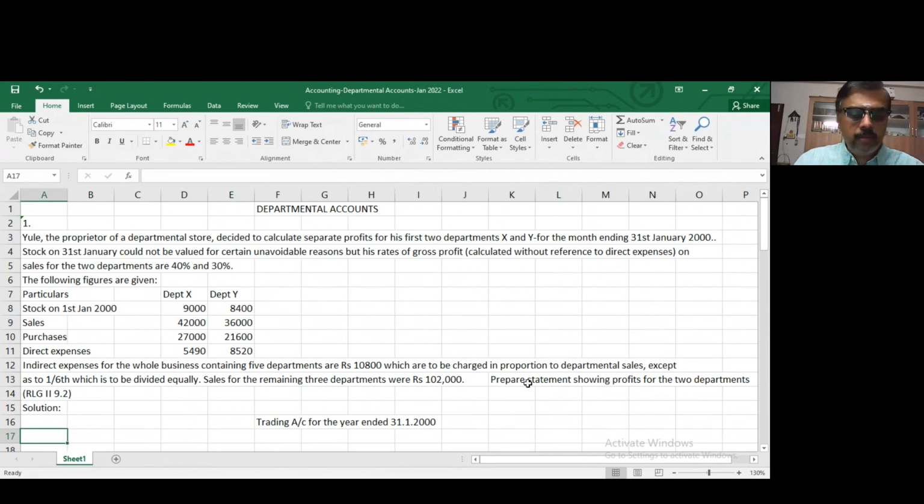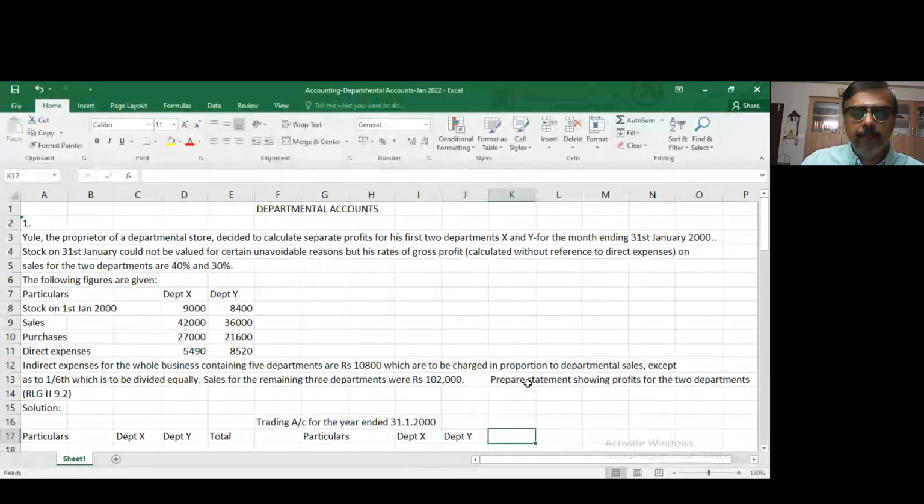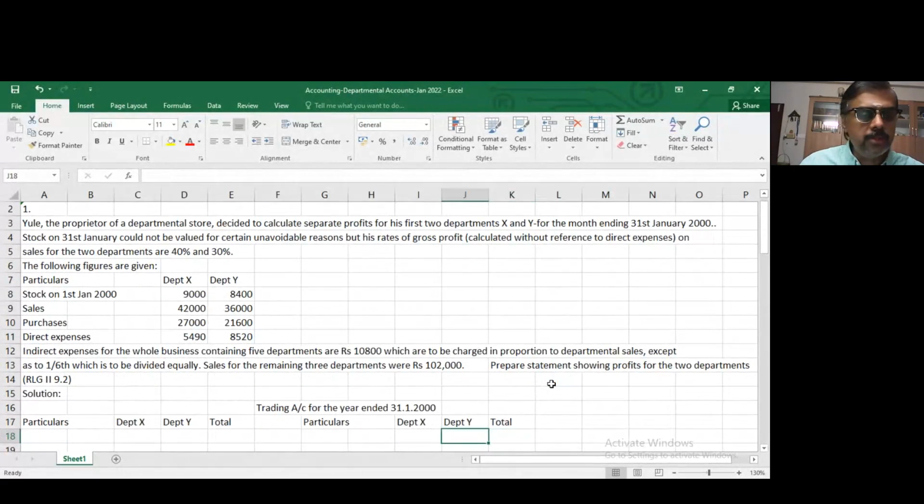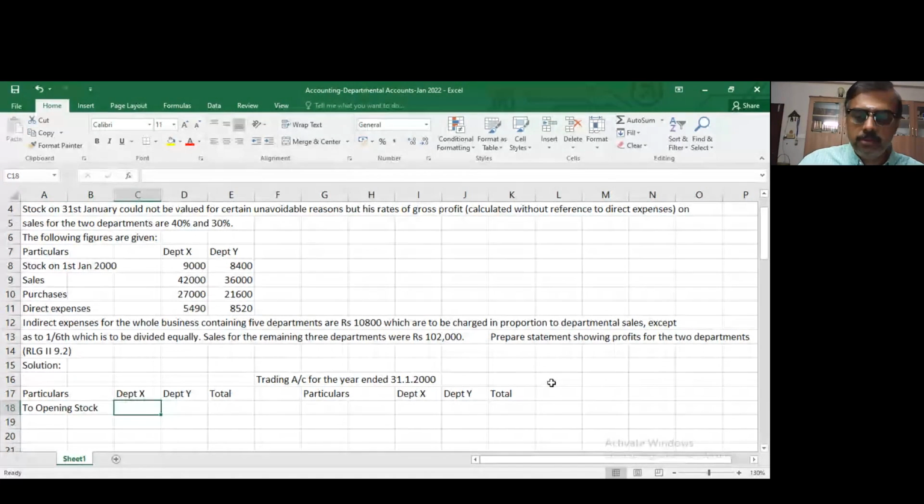So let us start off with the particulars column. The format becomes important here. Particulars, Department X, Department Y, and you can have a column for total. So the opening stock is given here. To opening stock, Department X opening stock is given as 9,000. Department Y opening stock is 8,400. Total is 17,400.